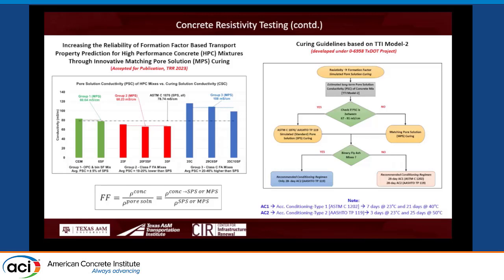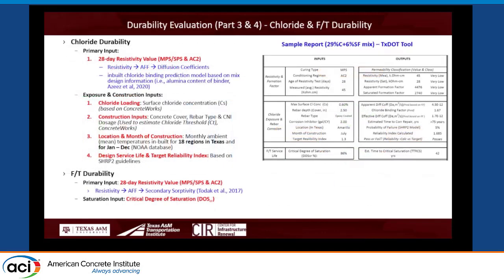So we are defining whether it's MPS or SPS, we are defining whether AC1 or AC2, and then you do the resistivity testing. Then you convert it to pore solution. Whenever you are doing SPS, use the SPS pore solution resistivity. When you are using MPS, use the pore solution resistivity of MPS. So the denominator is changing, the numerator is very reliable, so the formation factor is reliable. Now next step. You did a good job here, resistivity to formation factor. The chloride isotherm is inbuilt in the Excel sheet, so everything is very well defined.